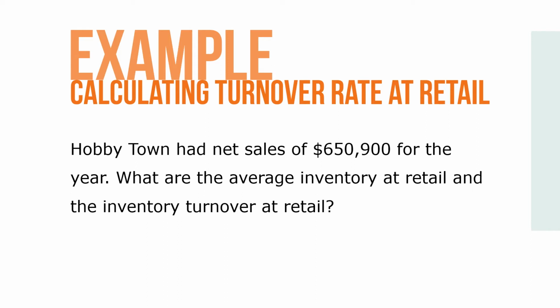Here's an example. Hobbytown had net sales of $650,900 for the year. If the beginning inventory at retail was $143,000 and the ending inventory at retail was $232,100, what is the average inventory at retail and the inventory turnover at retail, rounded to the nearest tenth?